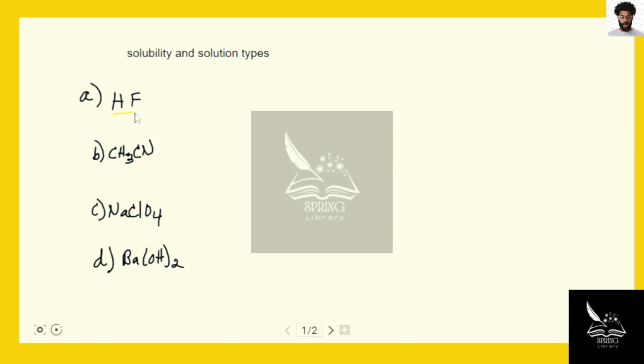So the first example here is hydrofluoric acid. And this is a weak acid, and as such, is also a weak electrolyte. So that means, in terms of dissociation or producing ions, hydrofluoric acid would furnish some hydrogen cations and fluoride anions when it dissolves in water, but much of it would stay in its molecular form.